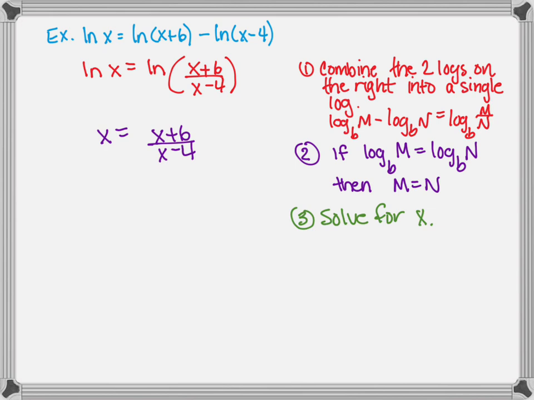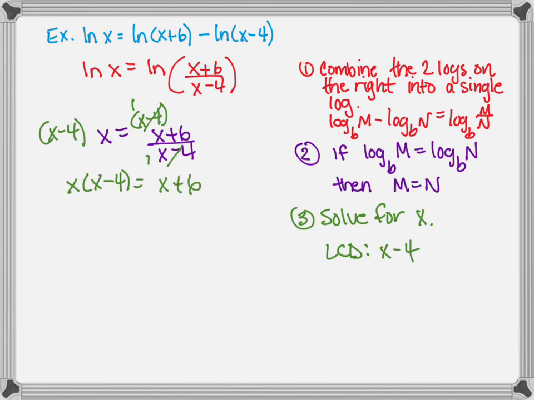To do this, I'll find my LCD, my least common denominator. In this case, it's x minus 4. And I'll multiply both sides of my equation, or all of my terms, by x minus 4. I have x times x minus 4 equal to, now my x minus 4's on the right-hand side cancel and leave 1's. So on the right-hand side, I'm left with x plus 6.